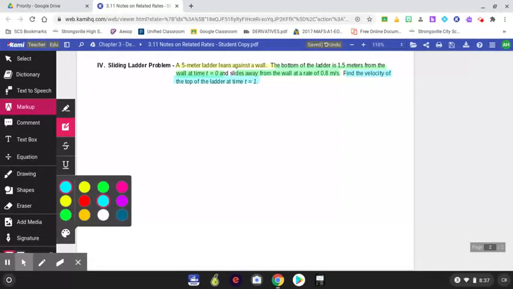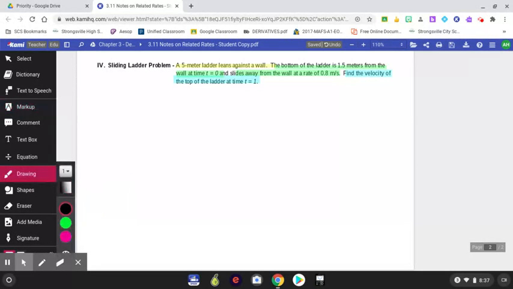So I'm just going to make a note here. When it says find the velocity, there we go. Velocity is a rate. Okay. And if I'm asked to find a rate, I'm asked to find a derivative. I need to find the derivative related to the distance the top of the ladder is from the ground at time t equals 1. All right. This sounds like fun, right?